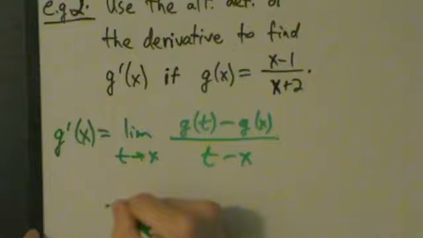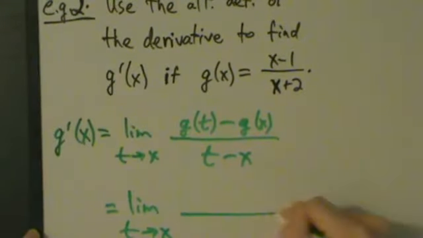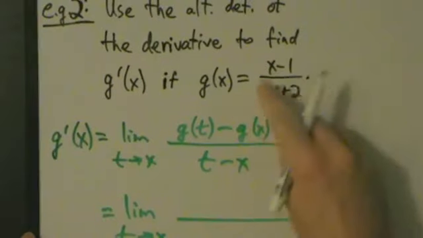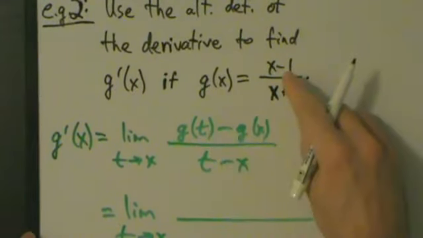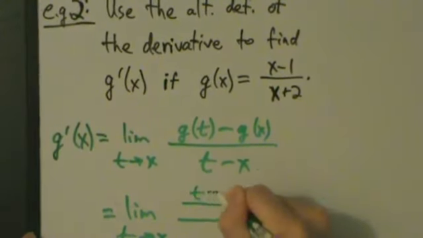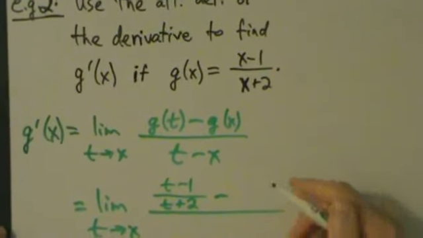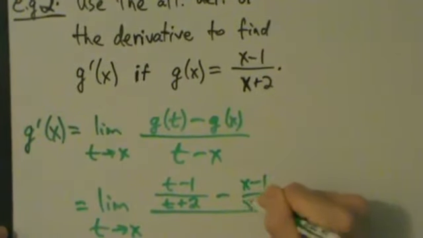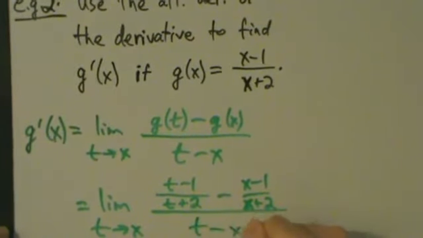Alright, so this equals the limit as t approaches x of, if g of x is (x minus 1) over (x plus 2), then g of t is (t minus 1) over (t plus 2). So this is going to be t minus 1 over t plus 2, and then we have minus g of x, which we know is just (x minus 1) over (x plus 2), and then all divided by t minus x.